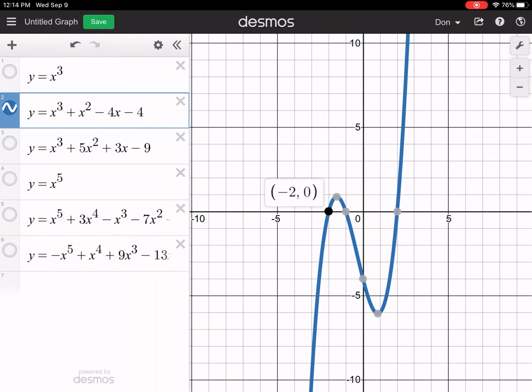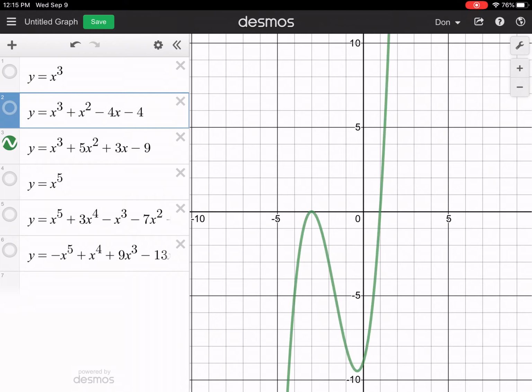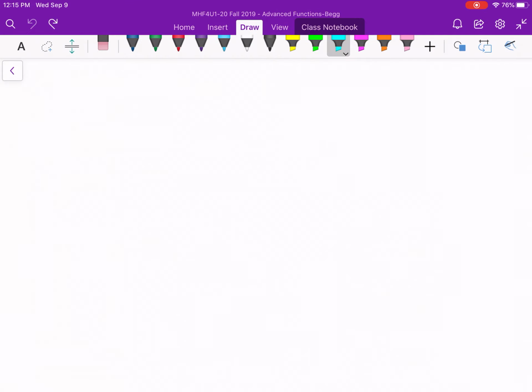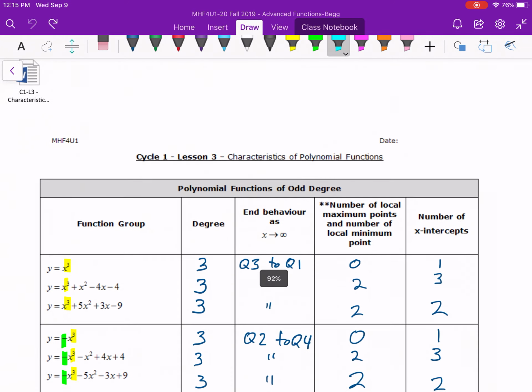We've got 3 x-intercepts for this blue one. And we have 2 x-intercepts for this green one. So we got 1, 2, and 3. So that's what we had for that first group. Okay? So that's the first row of the table.